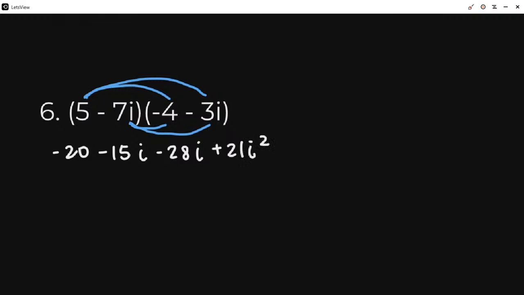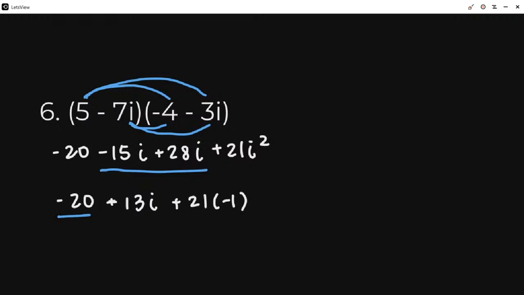Okay, so now we're going to simplify. So we can combine these and we can replace the i squared with negative 1. So that's negative 20 minus, oh shoot, sorry, this was plus 28 because it's negative 7 times negative 4. Okay, so that ends up being positive 13i plus 21 times negative 1, which is negative 21. So then we can combine these two, which will become negative 41 plus 13i.